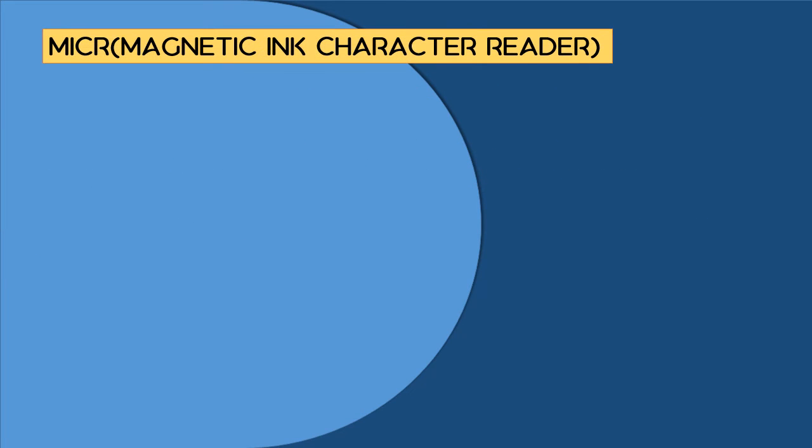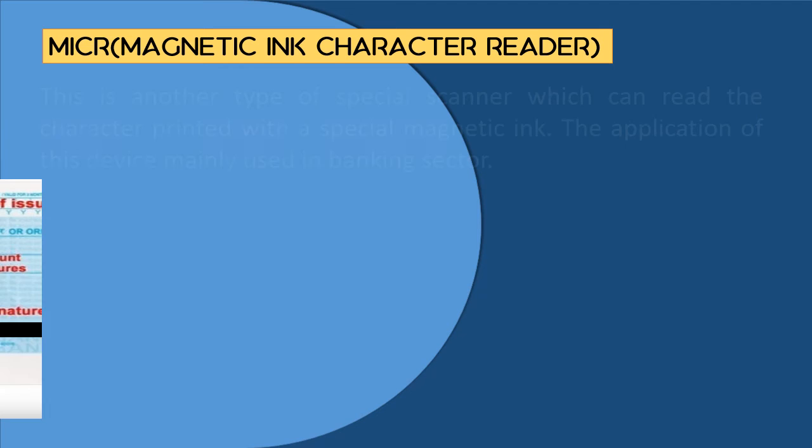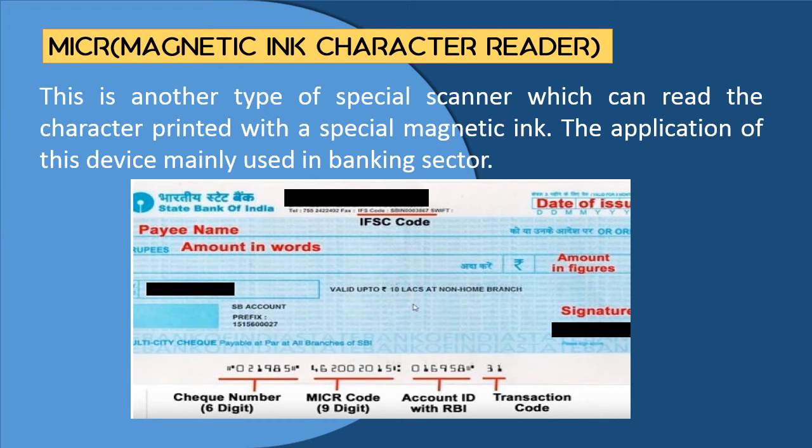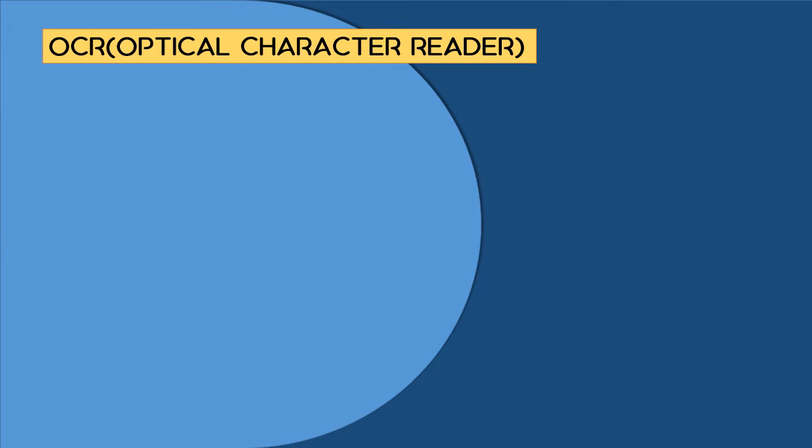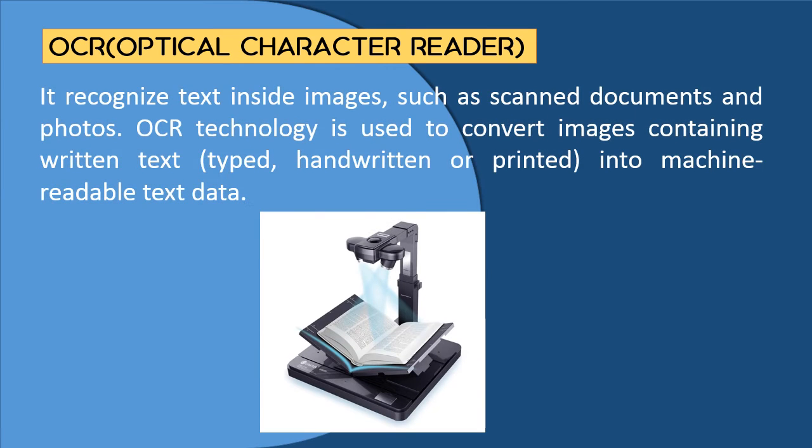MICR, magnetic ink character reader. This is another type of special scanner which can read characters printed with a special magnetic ink. This device is mainly used in the banking sector. OCR, optical character reader. It recognizes text inside images, such as scanned documents and photos. OCR technology is used to convert images containing written text, typed, handwritten or printed, into machine-readable text data.